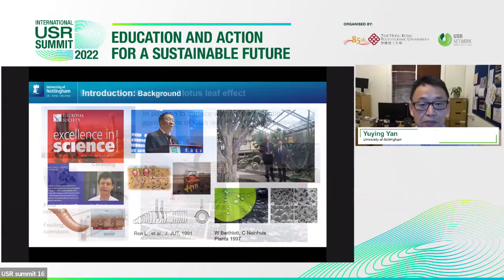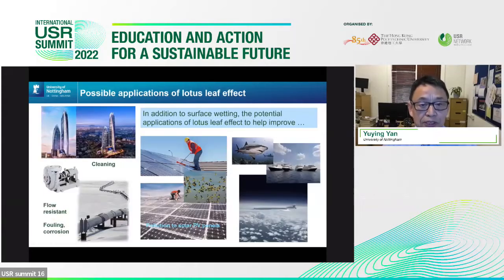When we talk about how nature could help to improve sustainability, we can see we face a lot of challenges. We need a self-cleaning facility, a glass function for high-rise buildings, and a low resistance for oil transportation. We also need a self-cleaning function for large-scale solar PV farms, typically in places with good sunshine resources but heavy pollution damage.